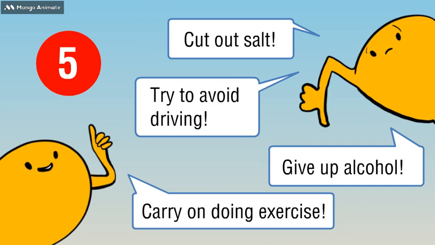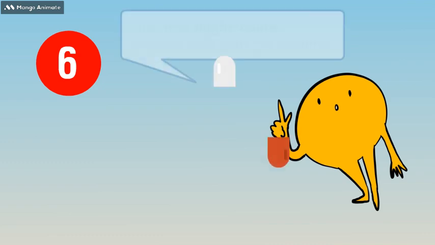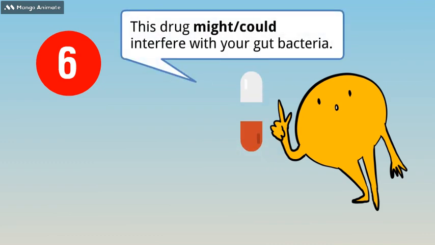What else do you need to know about giving advice? Well, let's talk about warnings and cautions. For example, if you want to alert a patient about possible side effects, you can use a modal such as might or could. This drug could interfere with your gut bacteria.